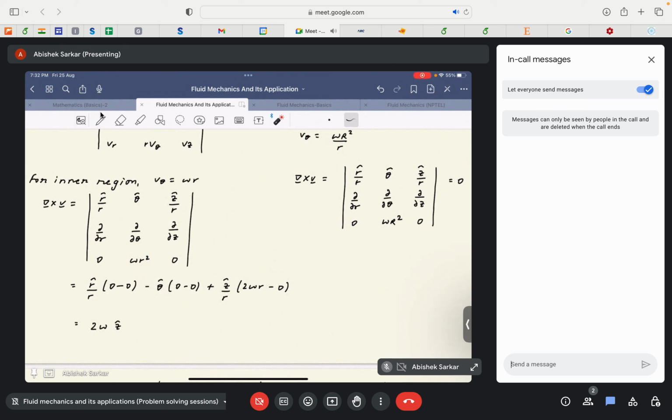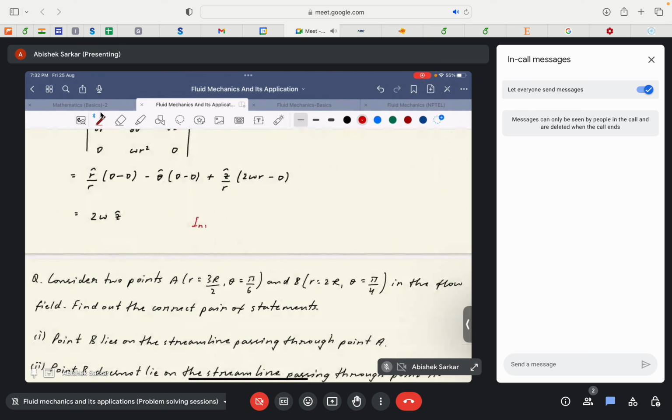Then just evaluate this determinant. So we get that del cross v is equal to 2 omega z. So it basically means that the velocity field in the inner region is rotational. So just write it: inner region, it is rotational.